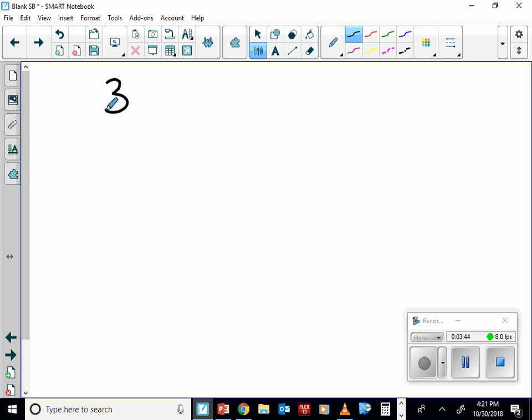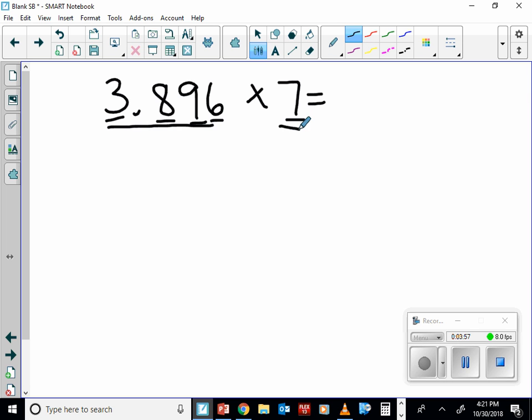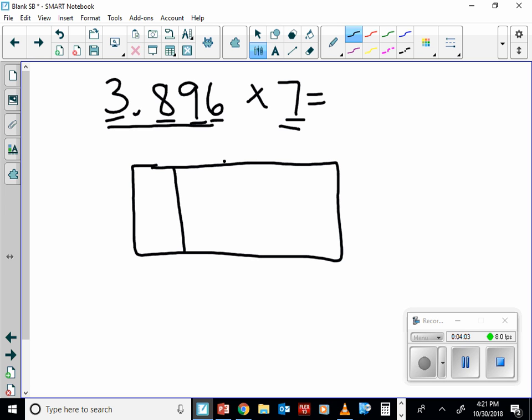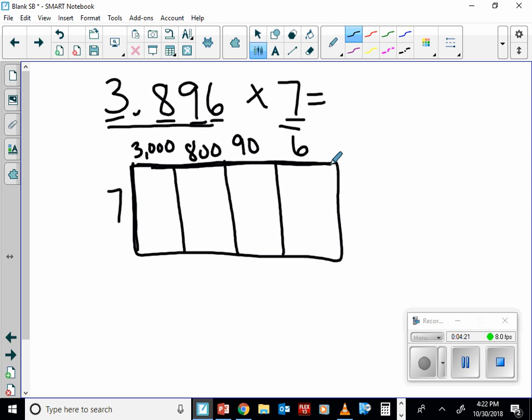Let's say we had 3,896 times 7. This one is a 4-digit by 1-digit number. So you have to draw a box that is 4 by 1. That one is kind of like a long rectangle. You're going to split it into 4 parts, like that. The 3 is worth 3,000, that's the value. The 8 is worth 800. The 9 is worth 90. The 6 is worth 6. And then the 7 has to go over here because it's a 1 by 4 box. This one, it does matter.